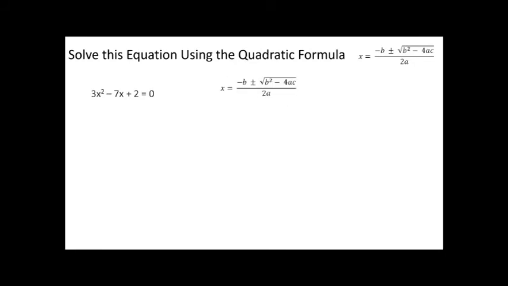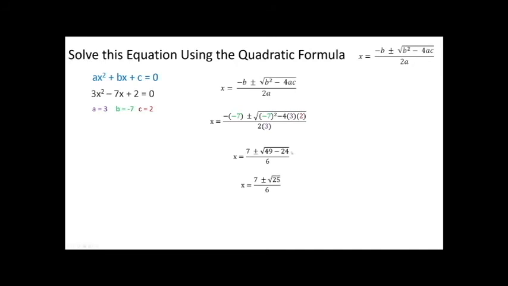I've already told you the 3 reasons for that. I know that this is already in standard form. If it wasn't in standard form, I would have to rearrange it and put it in standard form before I did anything else. And once it's in standard form, I know that my A is a 3, B is a negative 7, and C is a 2. That's the hardest part, because now I just plug in my numbers, perform a little bit of computation.